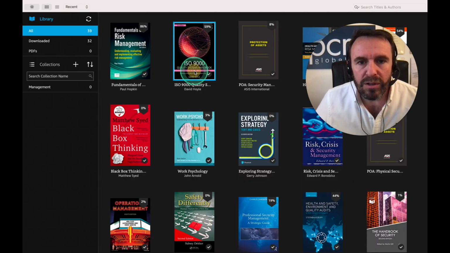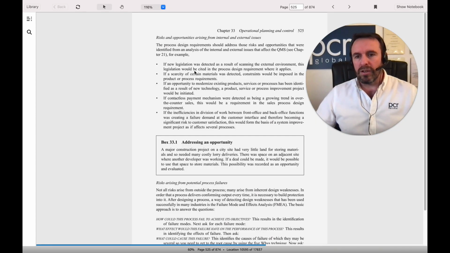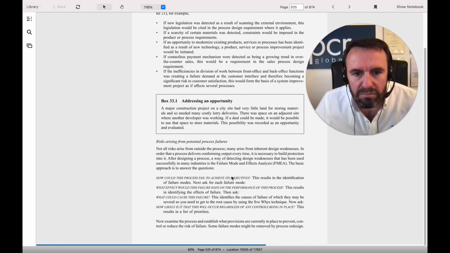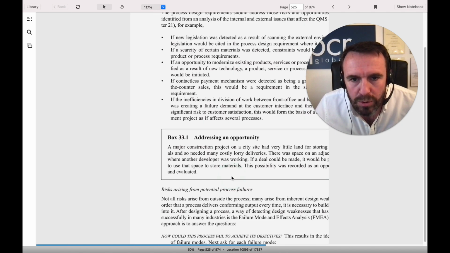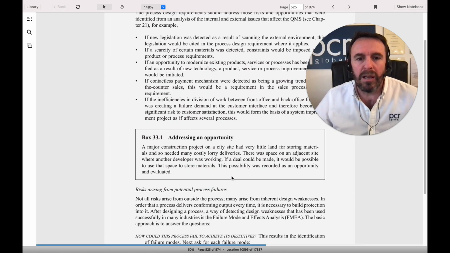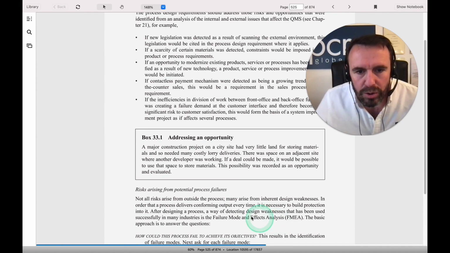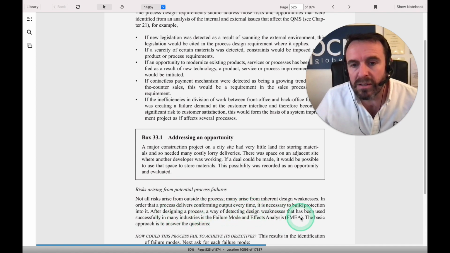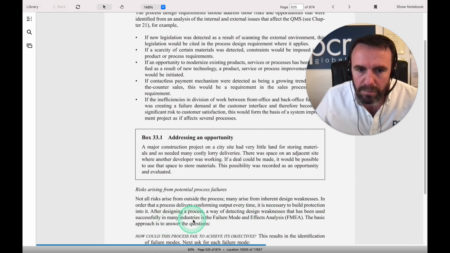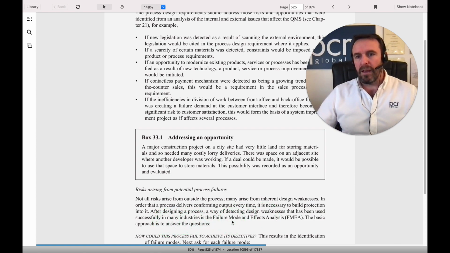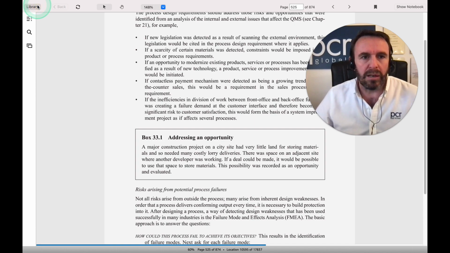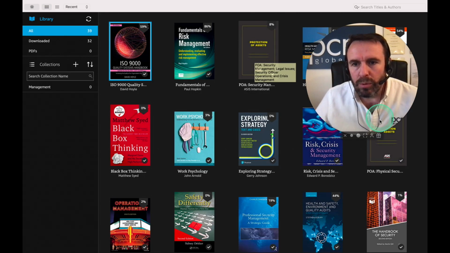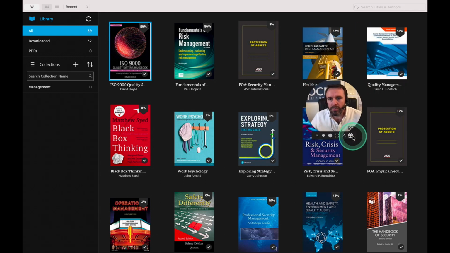If we go into David Hoyle's book on ISO 9001, it's also going to mention it quite a lot, a few times in here about FMEA. It talks down the bottom here, after the designing process, a way of detecting design weaknesses that has been used successfully in many industries is the FMEA. So it's mentioned. That is an outstanding book, by the way. Protection of assets manuals, no, it's not in there.